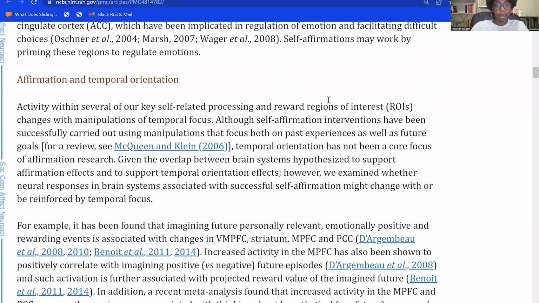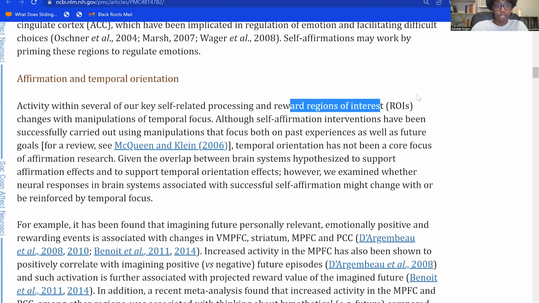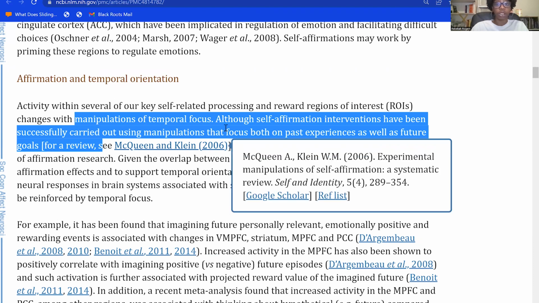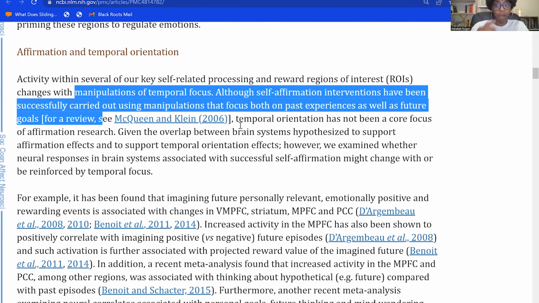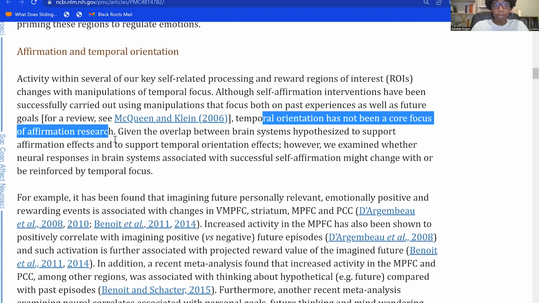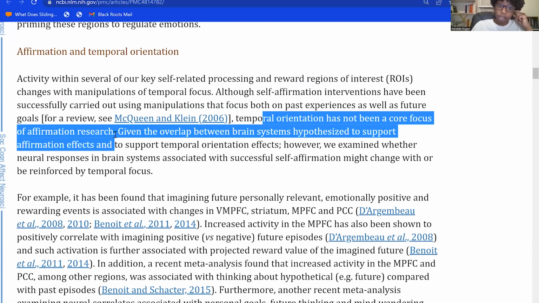Okay, activity, reward regions of interest, changes, temporal focus. Oh, okay, so this is the temporal, so past or future orientation things. Past experience, future goals. So now I've got somebody else who's researching. Cool, not Sherman Cohen, but again, adding to the research body of literature they have. It has not been a core focus. So now they're going to make it a core focus.